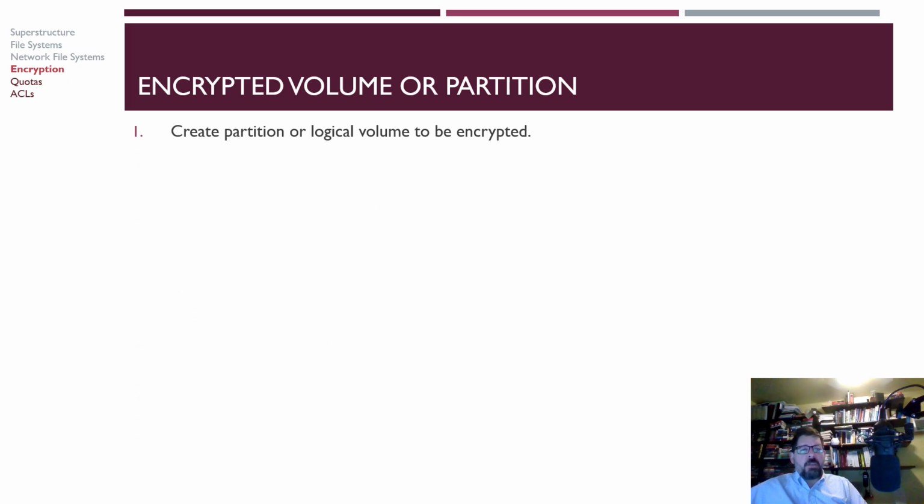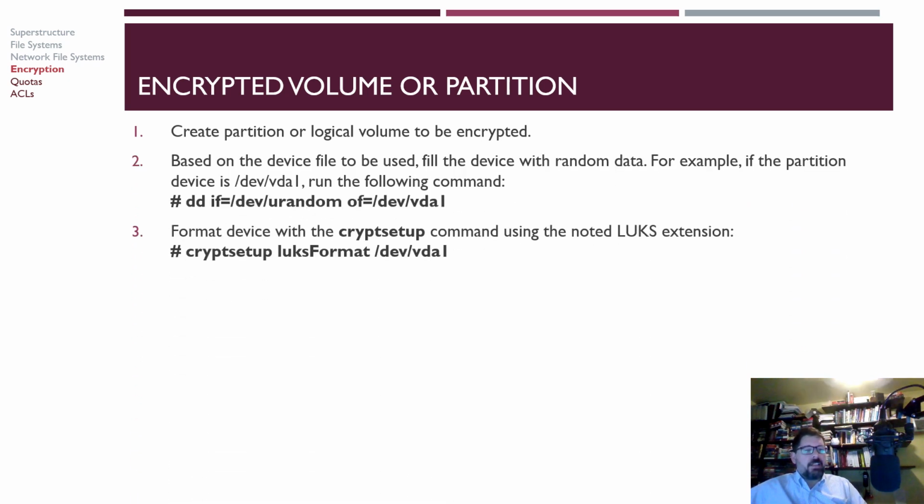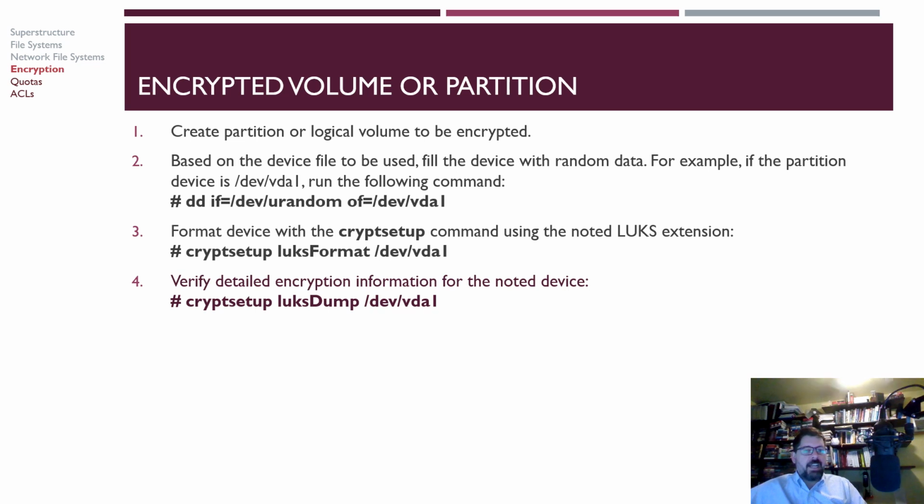So an encrypted volume, you can also encrypt an entire volume, or a partition. So you would run these: the first command, the dd command, basically all you're doing there is writing a bunch of random characters to the volume that you want to encrypt. And then you're going to use the cryptsetup command to actually format a volume with encryption. And then that's it, right? You've got an encrypted volume.